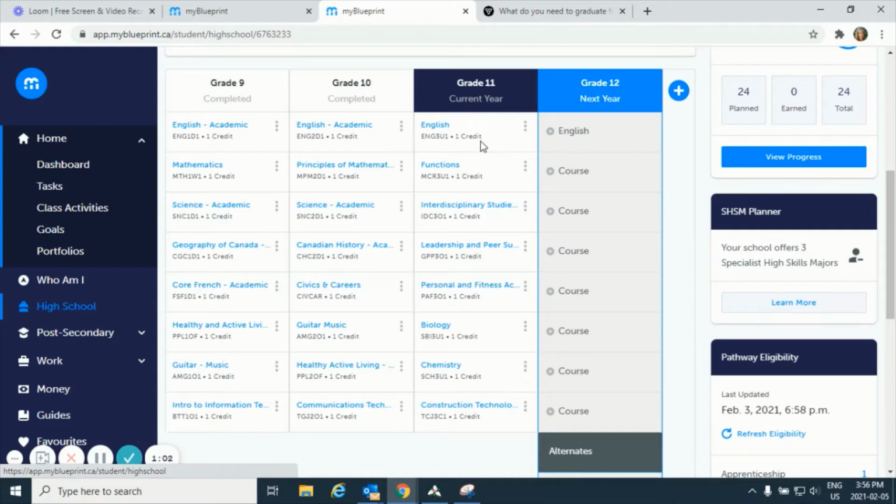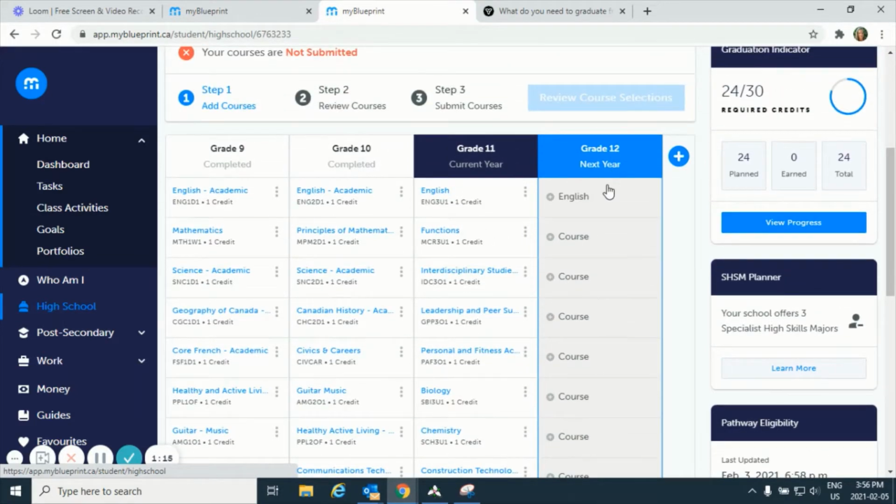You will see the courses that you've taken and completed in Quad 1, the courses that you've completed in Quad 2, as well as the courses that you're scheduled to take in Quads 3 and 4. Let's jump over to planning for next year. That's why we're here, remember?